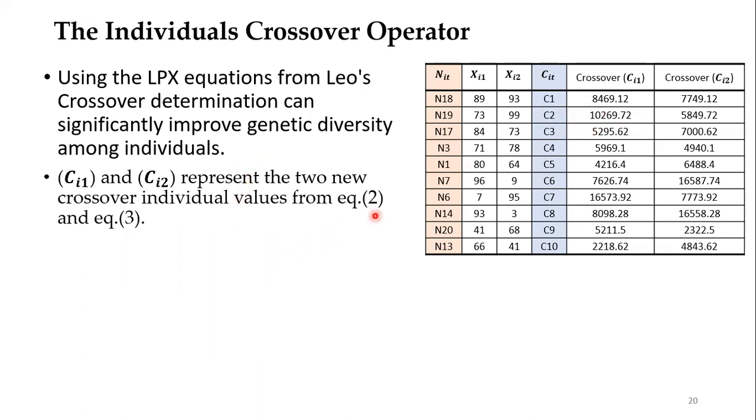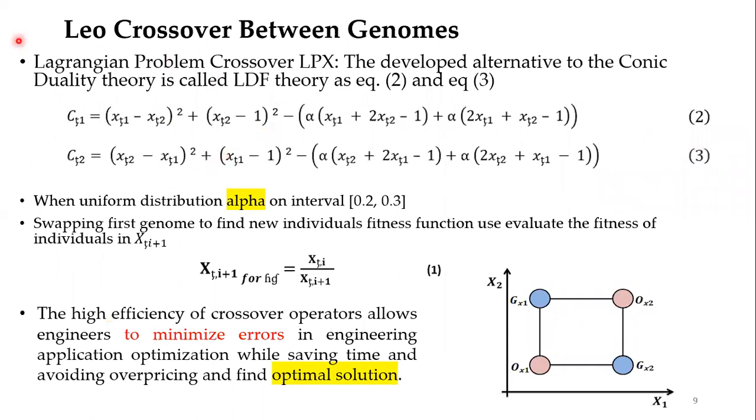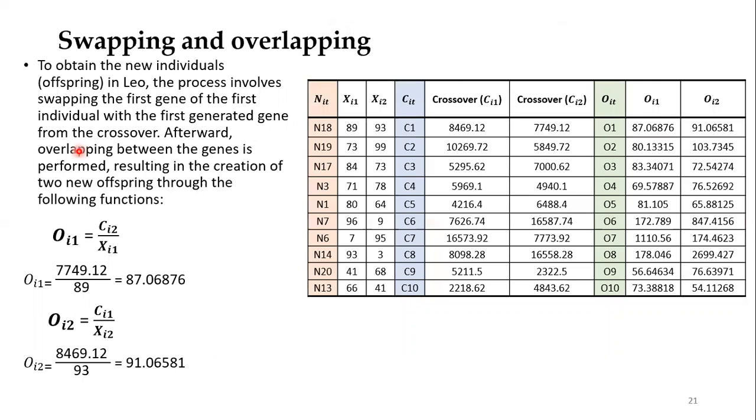Now we do crossover using equations 2 and 3 in the previous slides, and we try to take C1 and C2. So we use these two equations to find C1 and C2. And then after that, we will try to find the offspring. With this formula, because we have C2 and over X1, we'll find O1, and likewise we will find O2. These are the values for them.